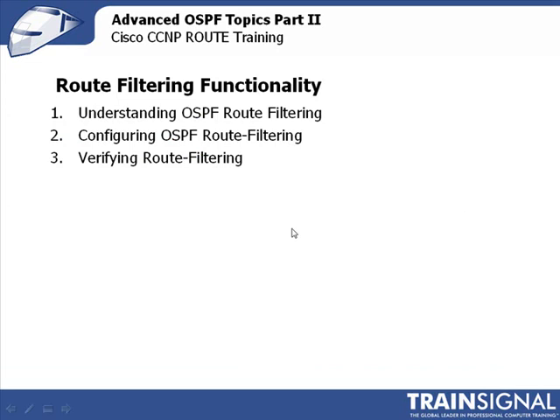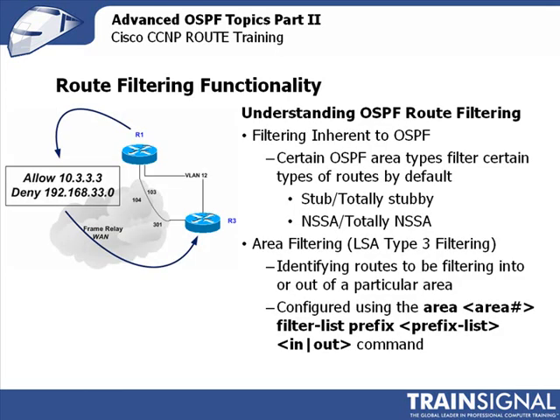So just as route summarization can actually aggregate routes, route filtering can actually remove routes from the routing table. And in OSPF, it's unique how that works, and so we're going to talk about the different aspects of that. We're going to see how OSPF deals with that. We're going to figure out how to configure this type of route filtering, and then verify that the route filtering is operating as expected.